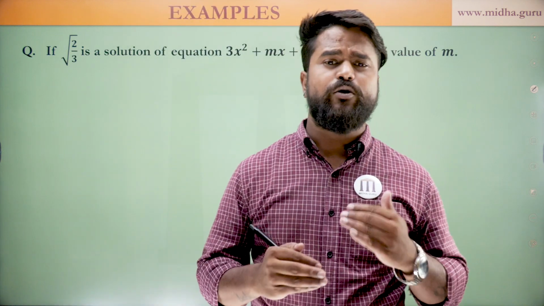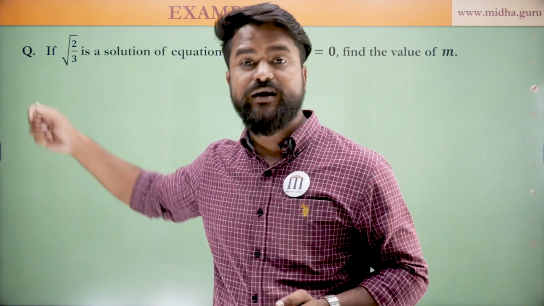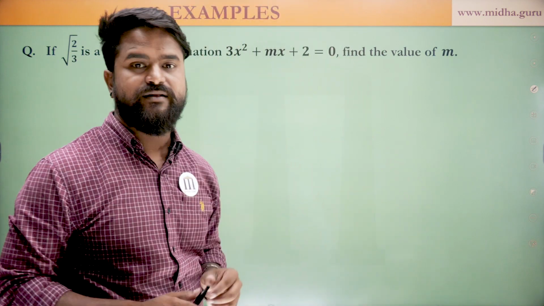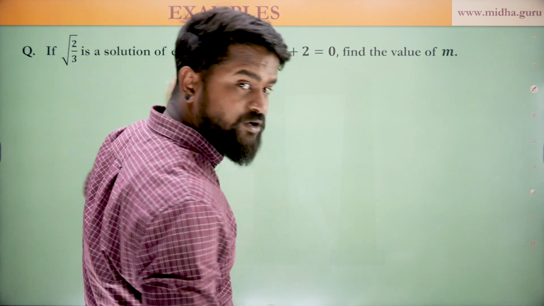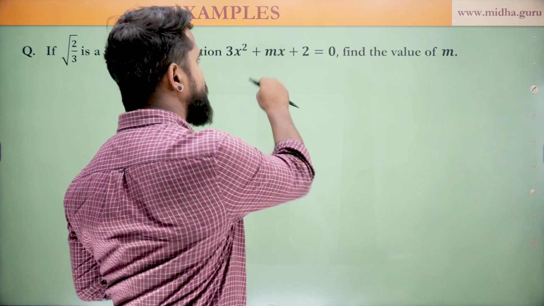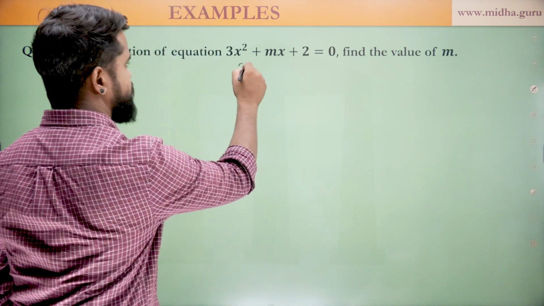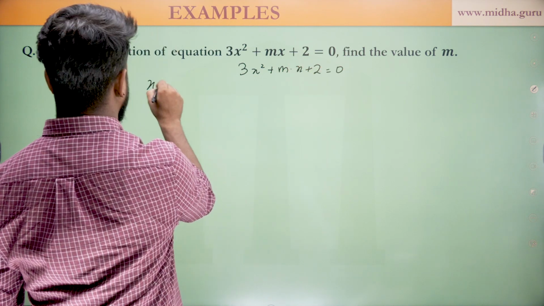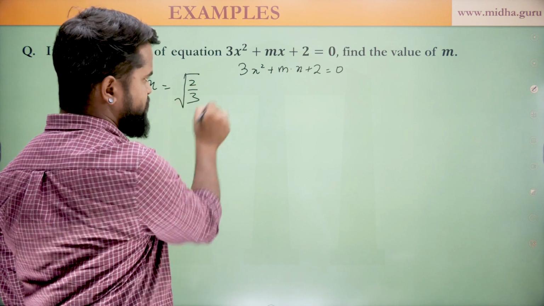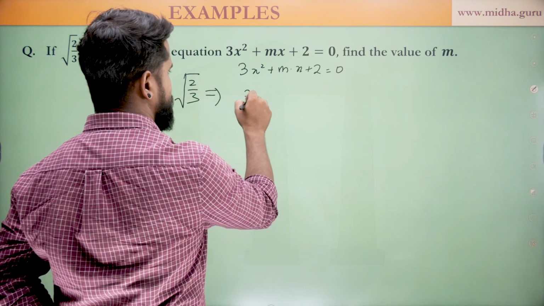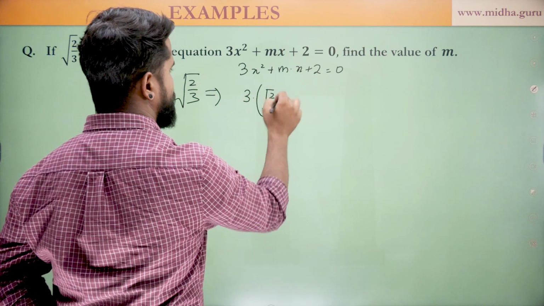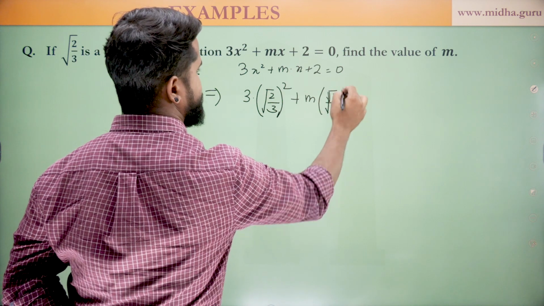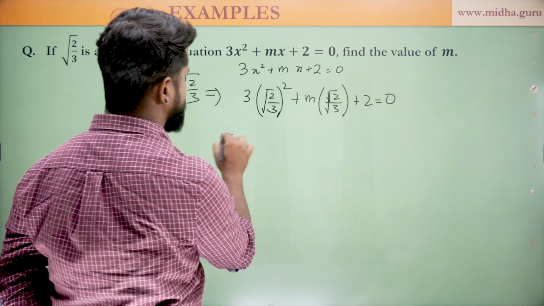So the method is almost the same. You have to understand that if this is given as a root, again the condition is the same. It will be a root if and only if it satisfies this equation. Now here it says that it already is a solution, so we will take it for granted that it will satisfy this equation. So we write the equation down, 3x square plus mx plus 2 is equal to 0. And we take x is equal to root 2 by 3. Then I go about substituting the values. So I get 3 into root 2 by 3 whole square plus m into root 2 by 3 plus 2 should be equal to 0.